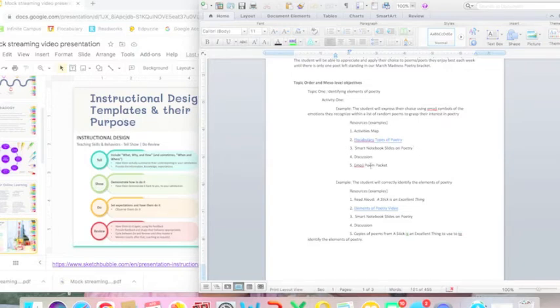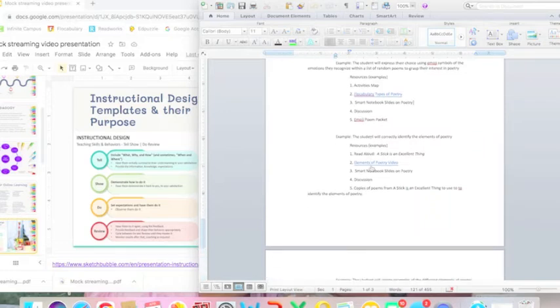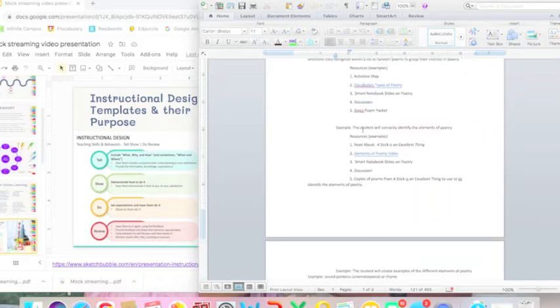Following that, to show, like the diagram I was just presenting showed, I read them a read aloud, known as A Stick Is an Excellent Thing. We watched another Elements of Poetry video, and then we specifically had copies of poems from A Stick Is an Excellent Thing mentor text, and their job was to identify the elements of poetry that we had just learned about.